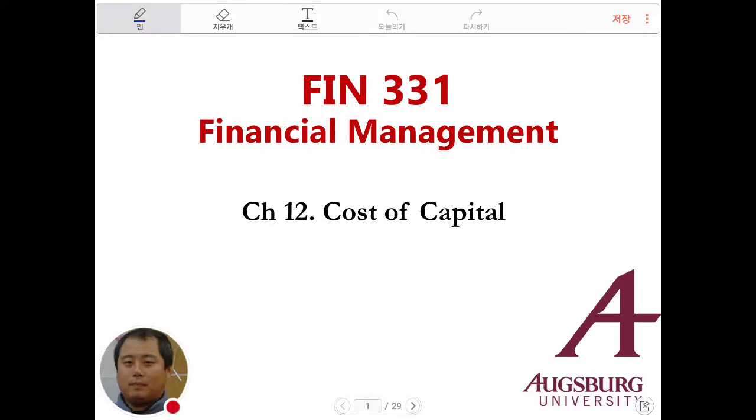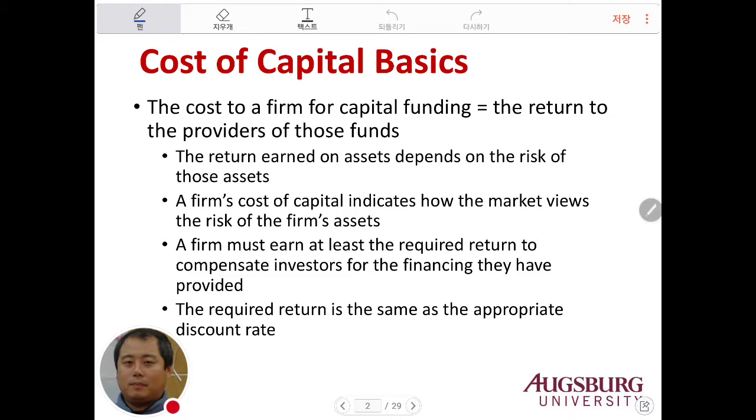Hello. Today we're going to look at the cost of capital, which is chapter 12 of the class. We will explain the cost of each type of capital, and then learn how to calculate the overall average cost of capital. So, what is the cost of capital? Cost of capital is the cost to the firm for capital funding.